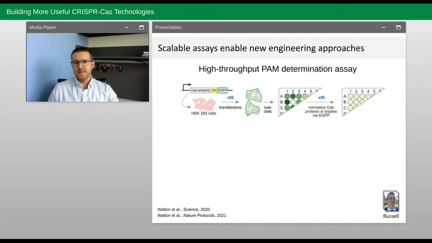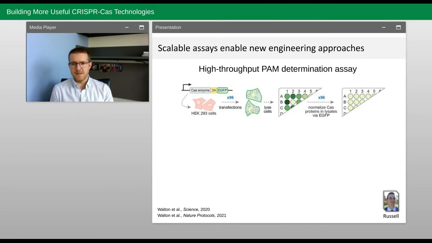So we came up with a system that allows us to scalably understand the properties of these Cas proteins as a way to then begin to engineer their properties like their PAM requirements. So instead of purifying these proteins one by one, what we can do is we can essentially clone a plasmid encoding the enzyme, transfect it into human cells, which we can easily do in 96-well plates, so we can do this essentially 100 enzymes at a time.